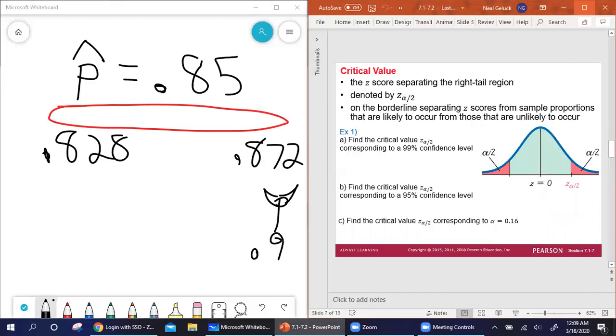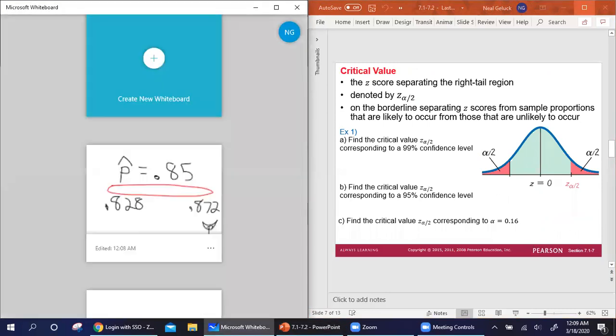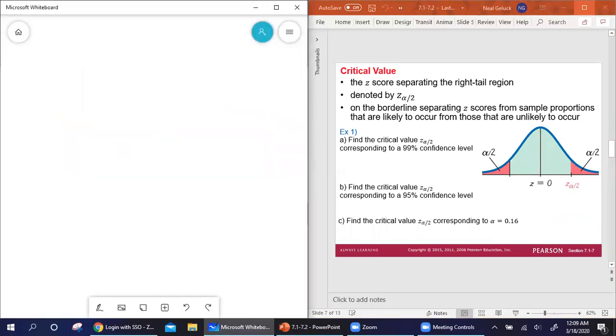Okay, so this critical value is what's going to separate my most likely to occur from less likely to occur. This one, we're going to do just a couple examples real quick.